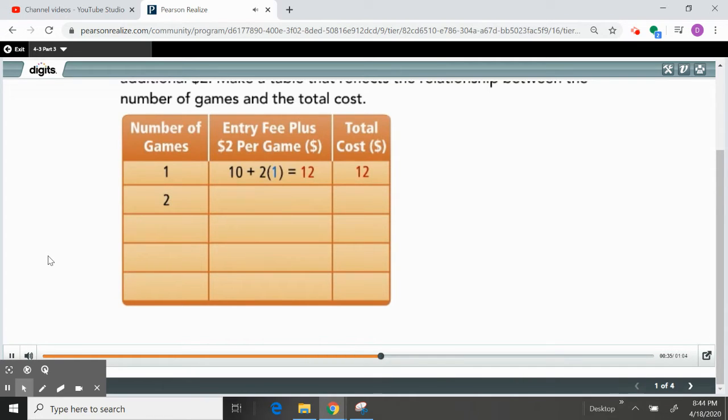If you play 2 games, you pay the $10 entry fee plus $2 times 2 games.